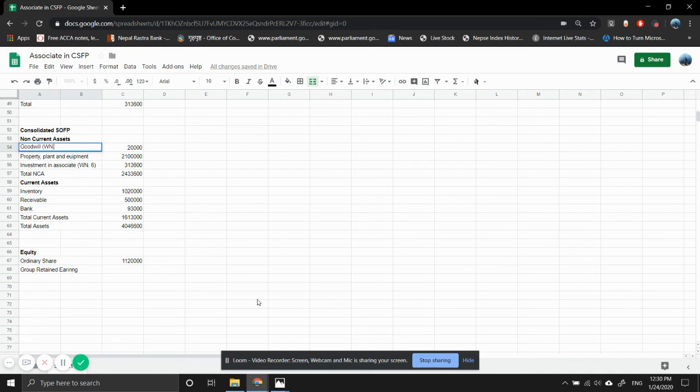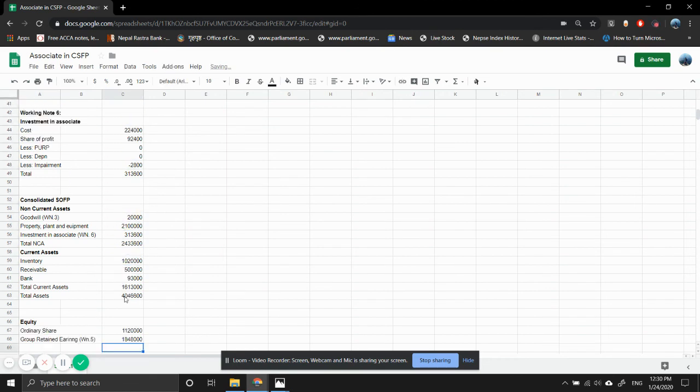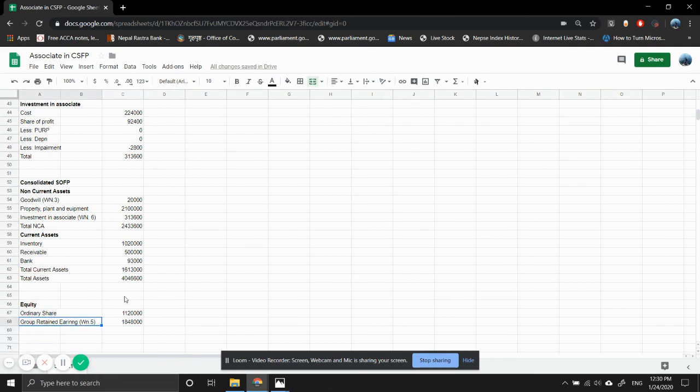That's our standard pro forma. So in case of group retained earnings, we got it from working note 5. Right. So let's link this figure up. So that's the figure, and then that should give us our total equity, I guess. Oh yes, we need to put NCI as well. NCI, non-controlling interest, is working note 4.